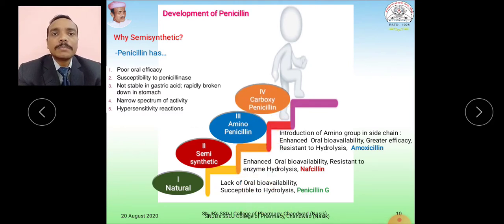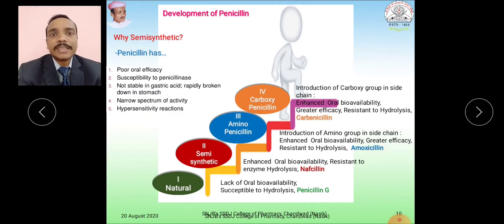Again, these were developed by changing the amino group. There is the introduction of a carboxy group in the side chain rather than the amino group, and these have again more enhanced oral bioavailability as well as greater efficacy, and they are resistant to hydrolysis, for example carbenicillin.